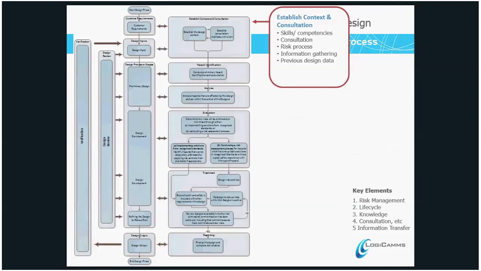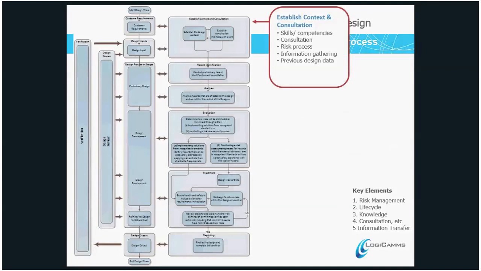So how are we going to communicate with the client? Who's responsible for what? Are we principal contractor? Are we just on a design part of the scope? Have we got the right skills and competency in our group and the people that we're interfacing with? How is that consultation going to be done? What risk process is going to be used? Are we going to use the client's risk tables? Are we going to use our own? What information gathering needs to happen beforehand?